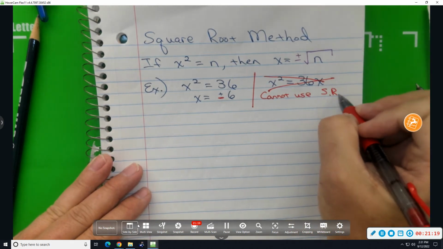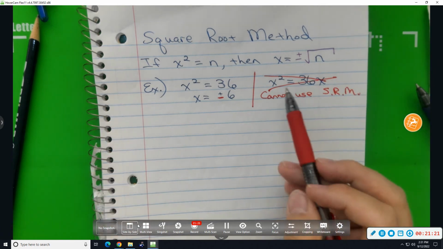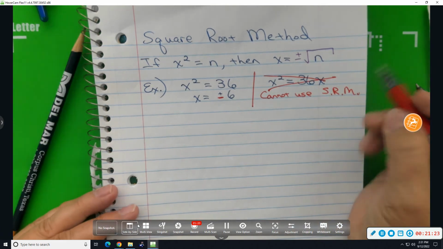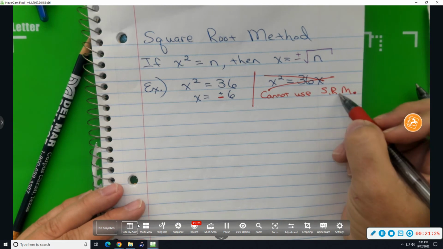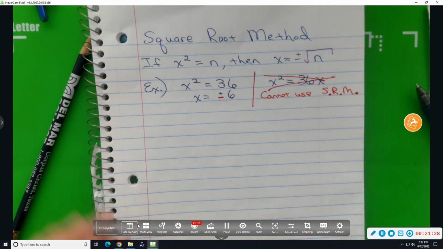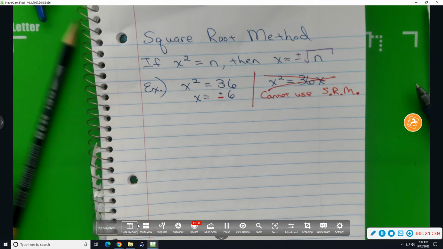SRN is standard notation in all math books, foreign and domestic, for square root method. No, it isn't. Okay, let's go on.